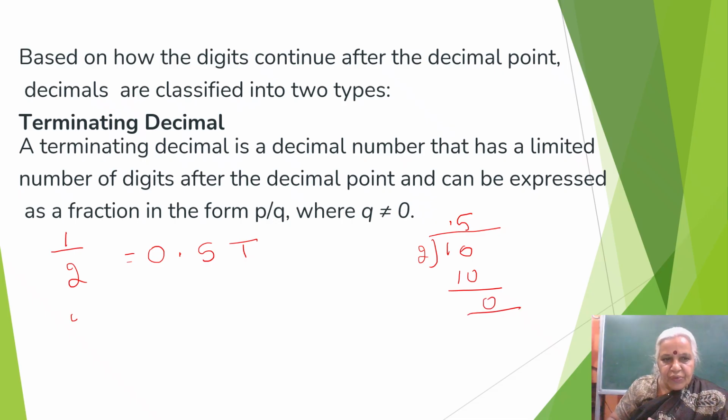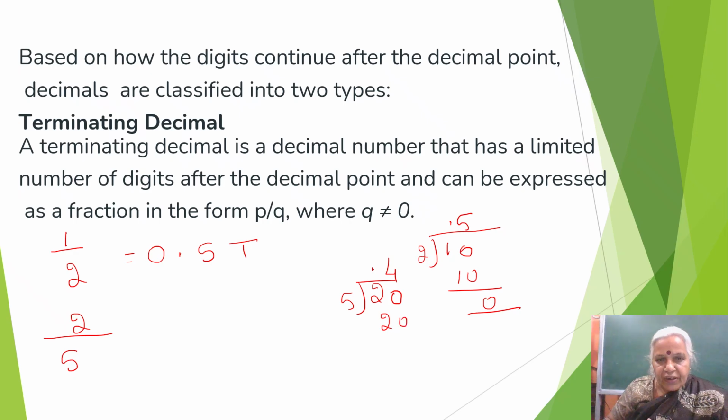If it is 2 by 5, if you divide 2 by 5, put a point and you can add a 0. 5 4s are 20. Therefore, 0.4. It is a terminating decimal.